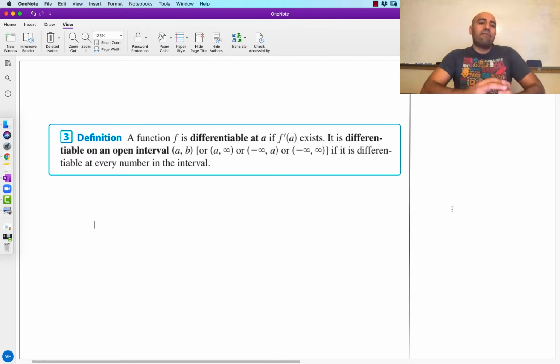Okay, definition. A function f is differentiable at a if f prime of a exists. It is differentiable on an open interval from a to b, or from a to infinity, or from negative infinity to a, or from negative infinity to positive infinity, if it is differentiable at every number in the interval. Okay, so we have our definition for a specific point a, and then we could say that it's differentiable on an open interval if it's true that any point you choose in that interval will result in a case where f prime of that number exists. Okay, let's look at an example.